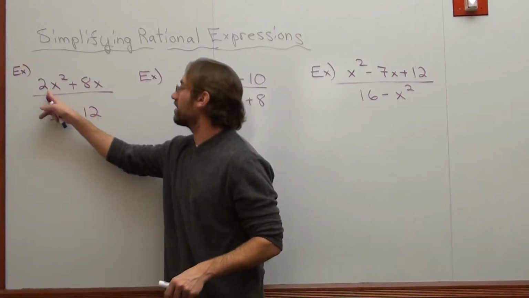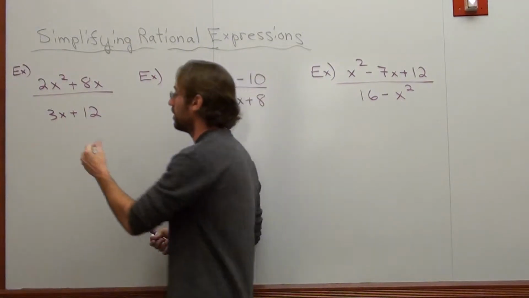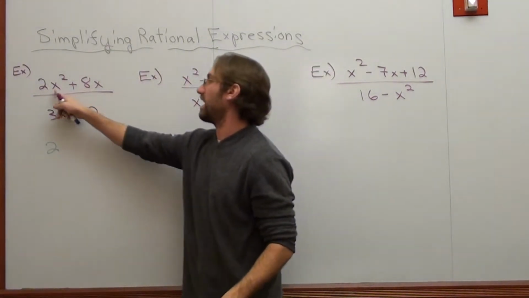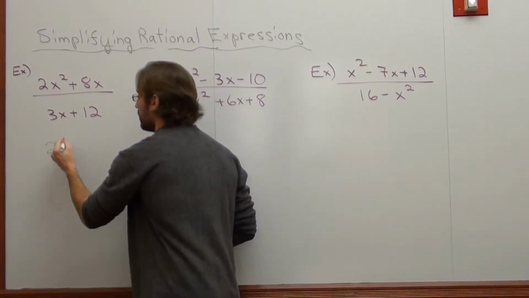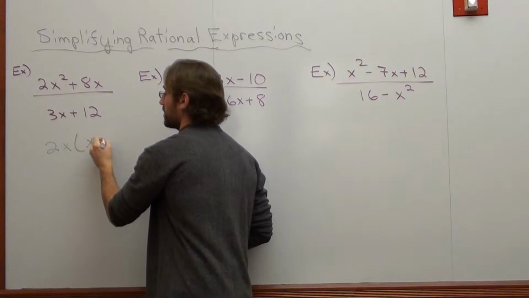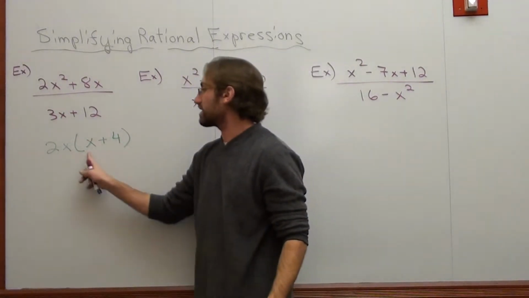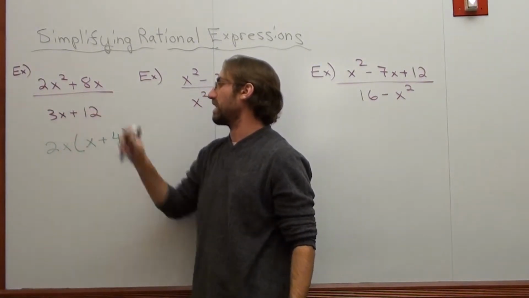So what can I take out of the numerator from the first one? What do 2 and 8 have in common? If you said a 2, you'd be right. But if you stop there, you wouldn't be, because that has x squared and that has x, so I can also pull out an x. When I do that, I've got x plus 4. What I tell my students to do is check. 2x times x is 2x squared. 2x times positive 4 is plus 8x. Bam!